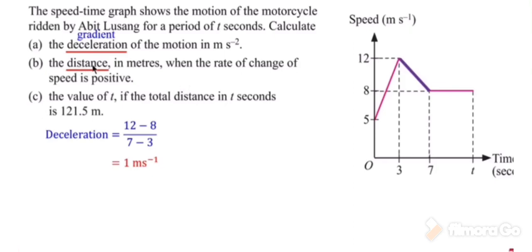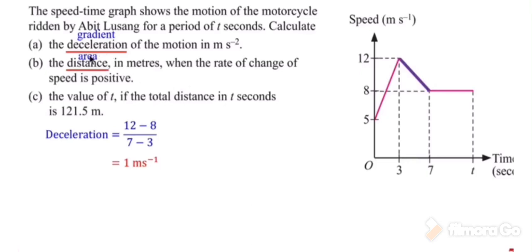So the area actually means distance. Please remember, area means distance. Why? Because this is a speed-time graph. When it is a speed-time graph, the area under the line is actually distance.